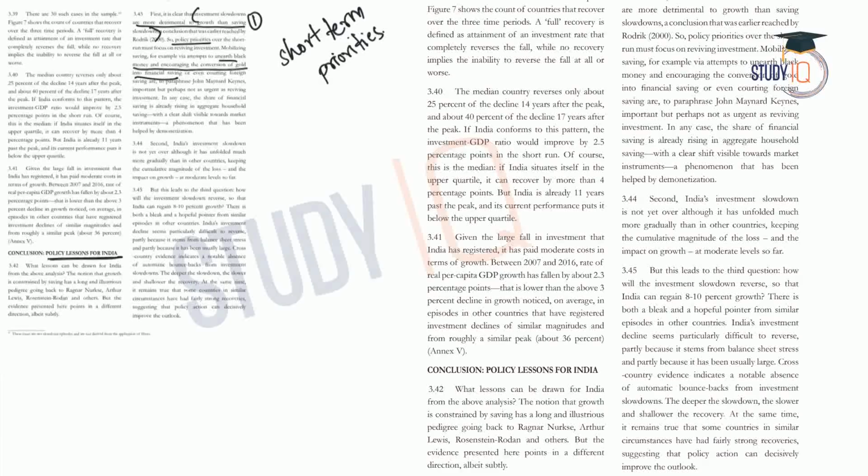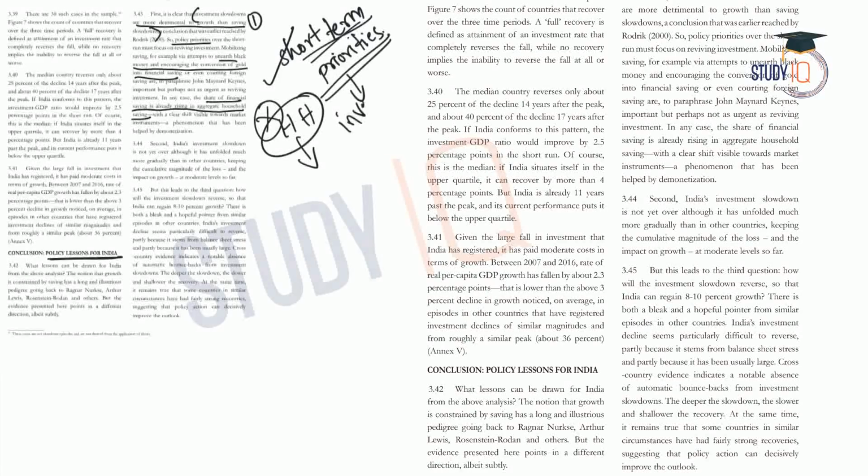And one thing with regard to the saving slowdowns is that in case of India, the share of financial saving is already rising in aggregate household saving. We have seen the household saving patterns. So the pattern has changed from physical savings to financial savings, and the reason for that is demonetization. So there is not much cause for concern with regard to saving slowdowns in the economy. Short-term priorities in any case must be given for investment slowdown, which has a larger impact on the economy.